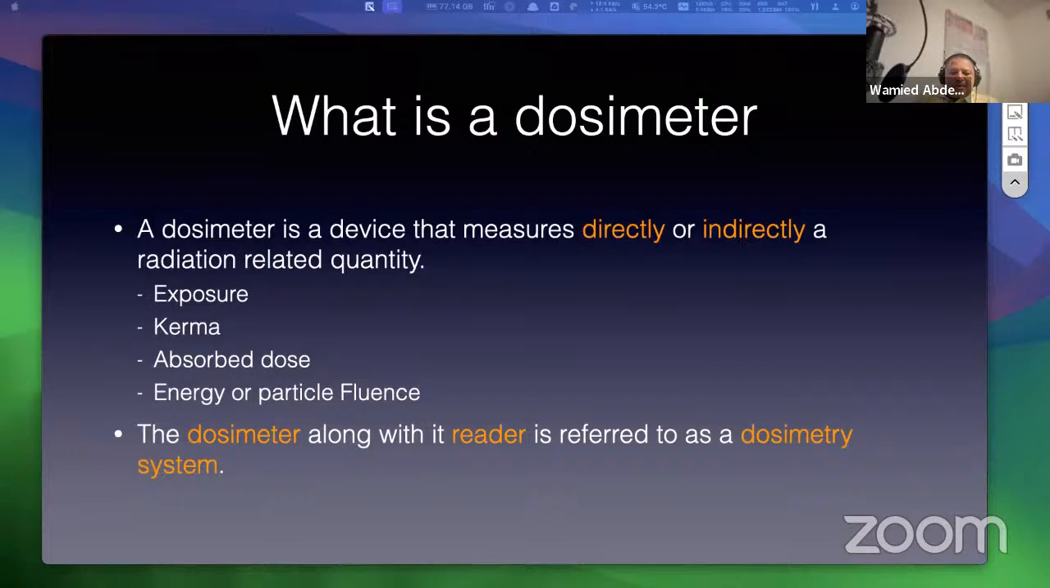Sorry, Dr. Wamid, can't see your slides. Sorry. I did not share that. Good you reminded me. Okay, so just to show you the slides.